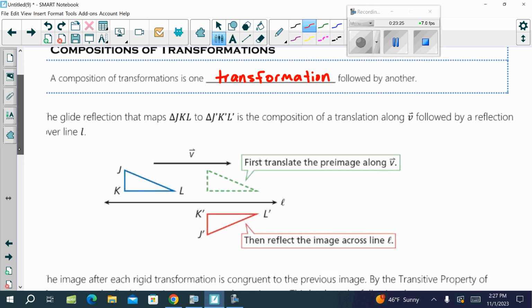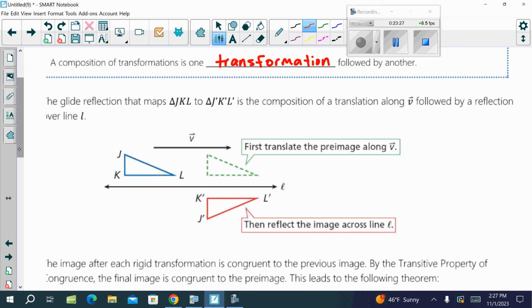All right, a glide reflection. This is a very common composition. So whenever you look at triangle JKL, I gotta sneeze. Sorry. A glide reflection is translating it and then flipping it. So that's what we call a glide reflection. Any questions on that? Okay.